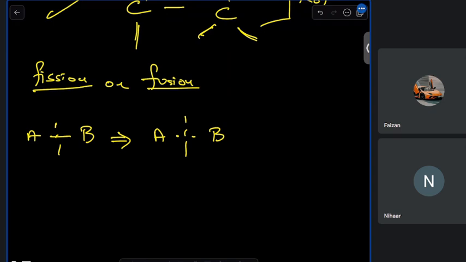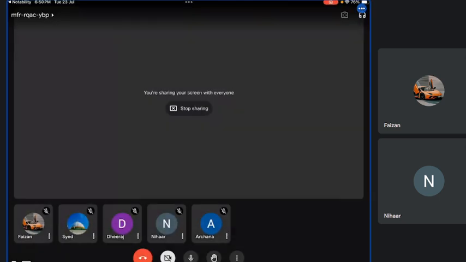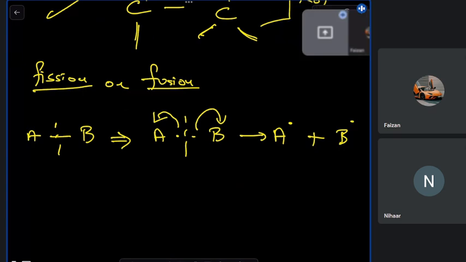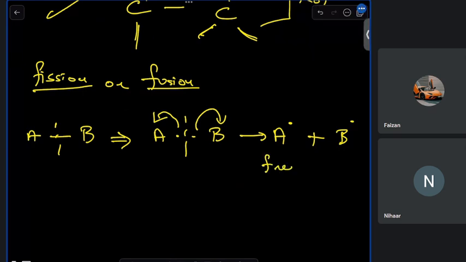The bond splits. The electron has to go and sit. One will settle on A, and one more will settle on B. This is the meaning of fission. How does it look later? A with one dot plus B with one dot. A has one electron, B has one electron. These are also called free radicals. Now, what does it actually mean?